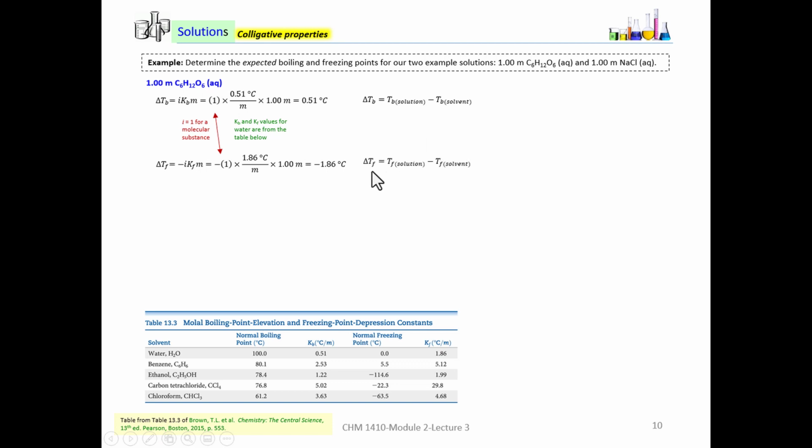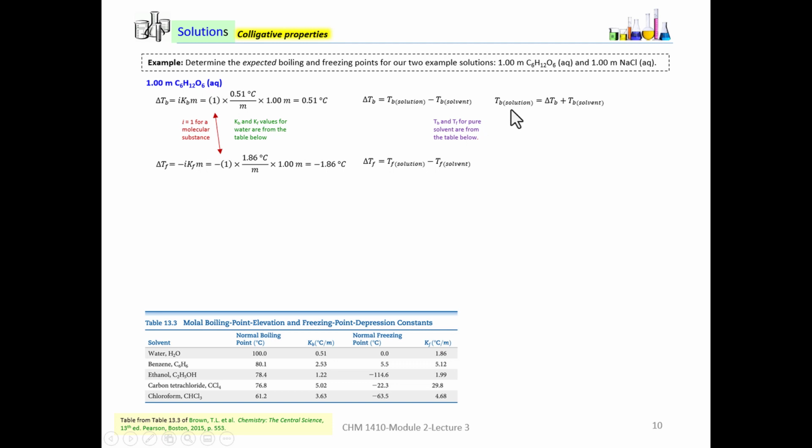And of course, the freezing point depression would be equal to the freezing point of the solution minus the freezing point of the solvent. So the boiling points for the pure solvents you can find in the table below. For water, this is trivial because you already know that the normal boiling point is 100 and the normal freezing point is 0. But if you were using different solvents, which I think we will in one of our example problems, you'd want to look up what these normal boiling points and freezing points are.